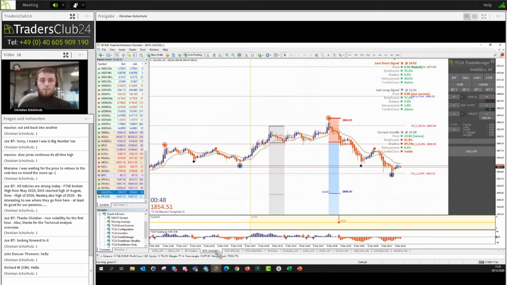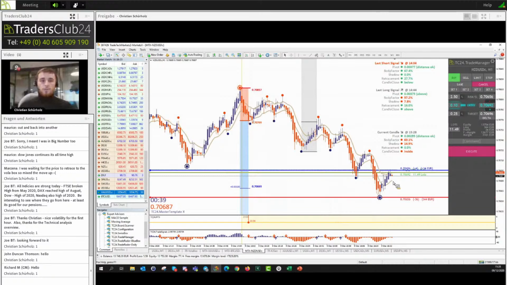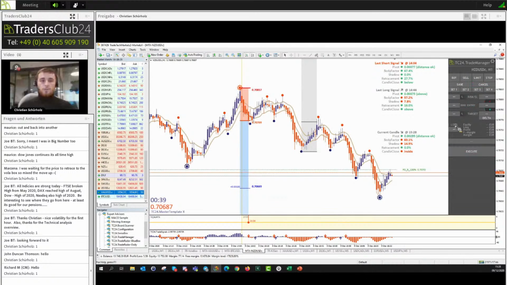Let's take a look at gold over here again. Very still markets. We're just waiting for some movement, hopefully with the opening. Again, no signal candle here on New Zealand dollar.